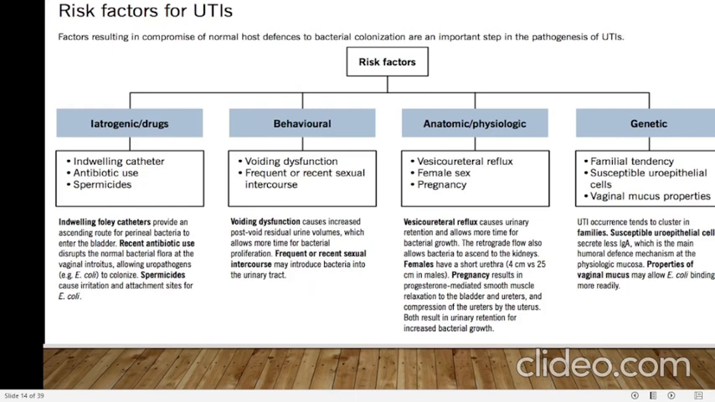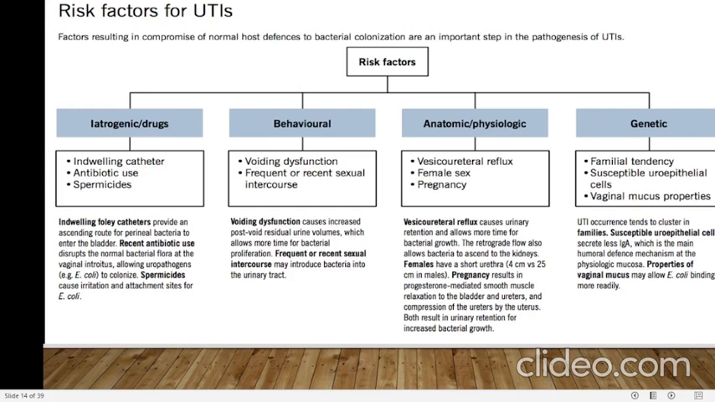We're saying that females have a short urethra, around 4 centimeters compared to 25 centimeters in males, even more. Pregnancy results in progesterone-mediated smooth muscle relaxation of the bladder and ureters, and compression of the ureters by the uterus. So both result in urine retention and increased bacterial growth.